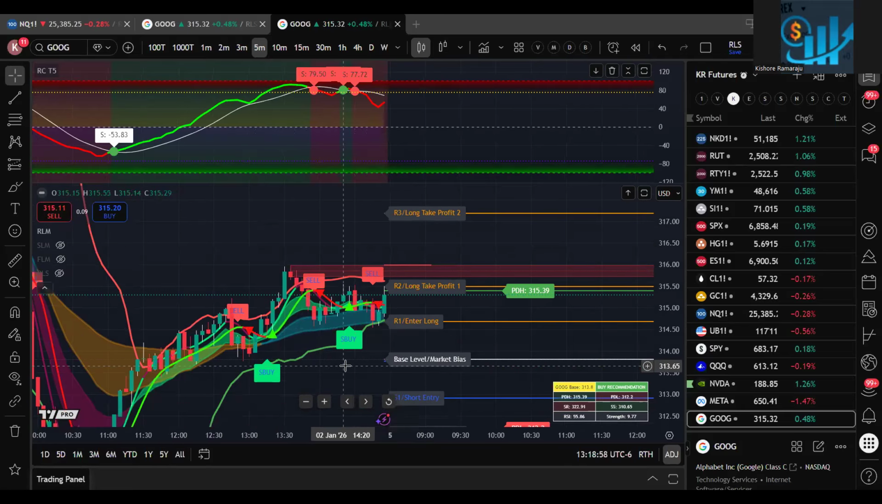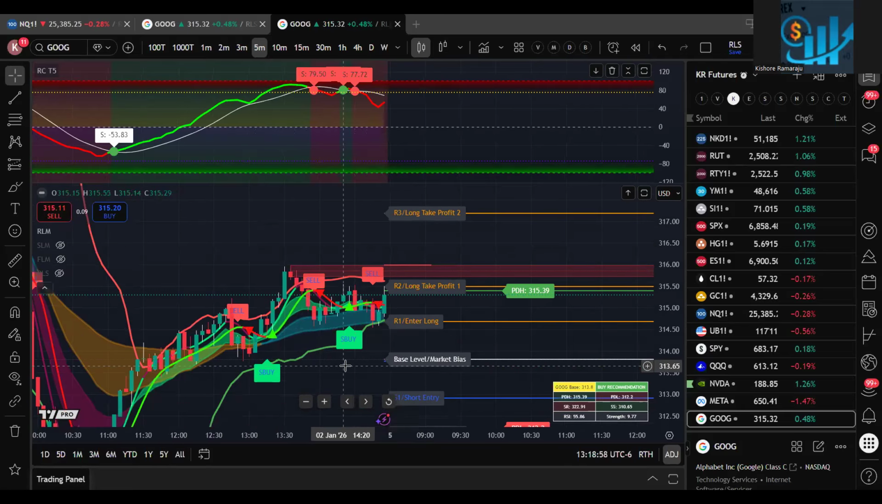If it is a choppy day or a normal day without any major events, your S3 will be a reversal point, and your R3 will be a reversal point. So generally they move 3 levels up from the base level or 3 levels down from the base level if it is a normal day. If it is a major event day, they will go 6 to 8 levels up or 6 to 8 levels down based on the positive or negative news. So with RLM, you can use it for both futures and different stocks.